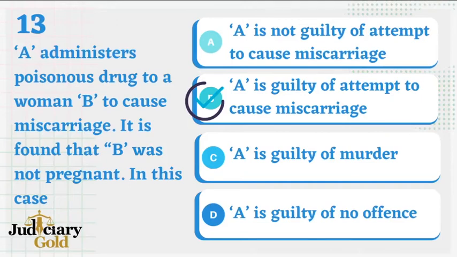So basically, there are two requirements to attempt a crime or to accomplish a crime. Have both of those requirements been met here? Yes. Now, because the lady was not pregnant, A will not be liable to cause miscarriage or cause the murder because there was no fetus. But had an attempt taken place as far as A is concerned? Yes. So the answer is option B.